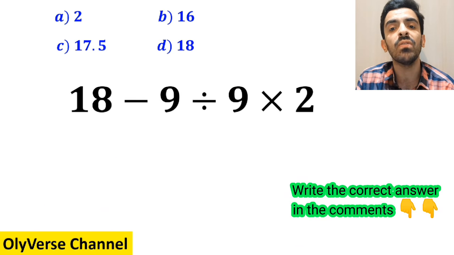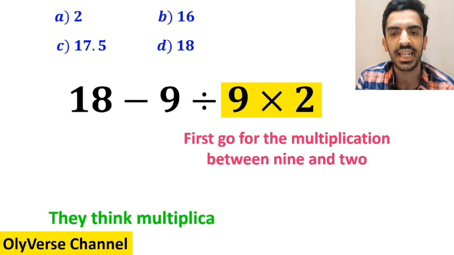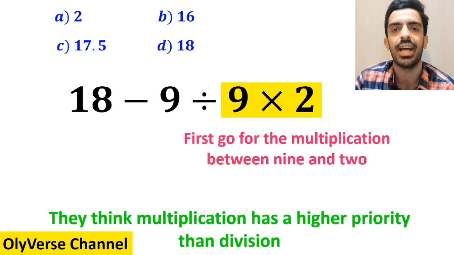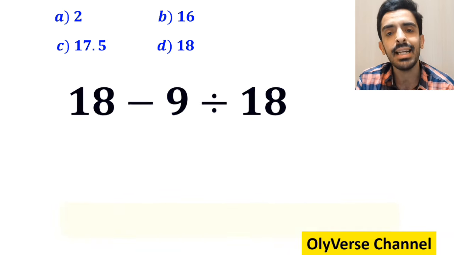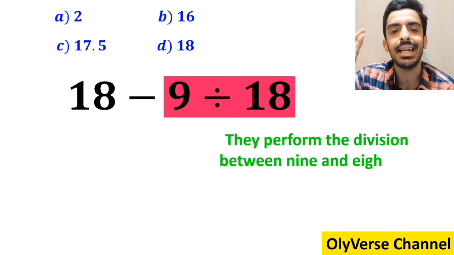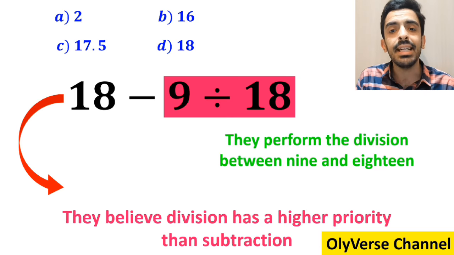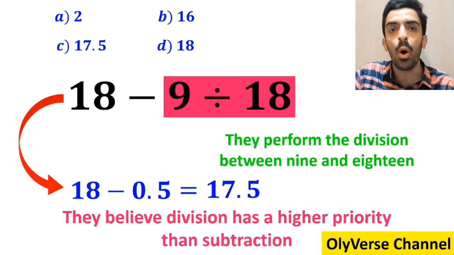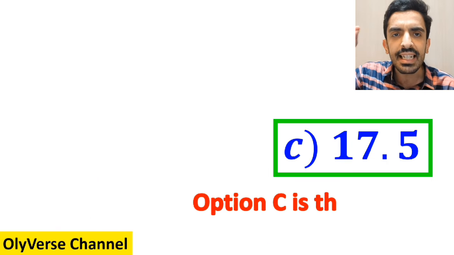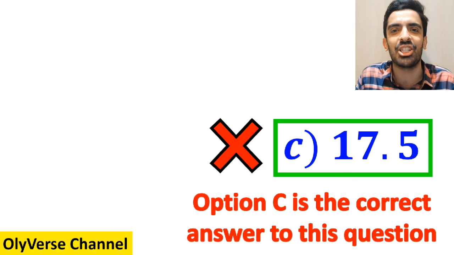Also, some other people when solving this question first go for the multiplication between 9 and 2 because they think multiplication has a higher priority than division. So, they rewrite this expression as 18 minus 9 divided by 18. And the next step, they perform the division between 9 and 18 since they believe division has a higher priority than subtraction. And they simplify this expression to 18 minus 0.5, which finally gives them the answer 17.5. Then, without any hesitation, they quickly say that option C is the correct answer to this question. However, it's not the correct answer to this question.